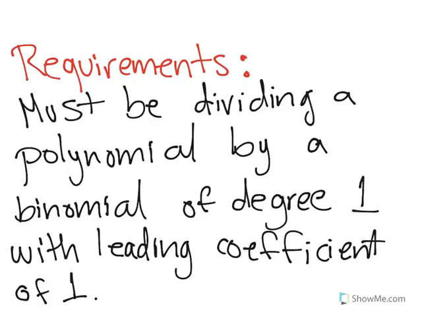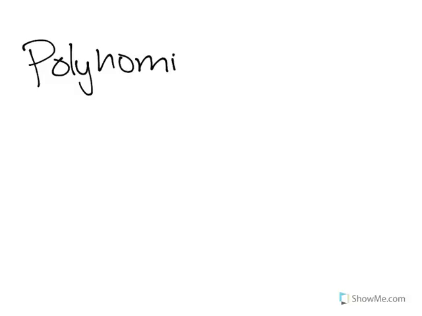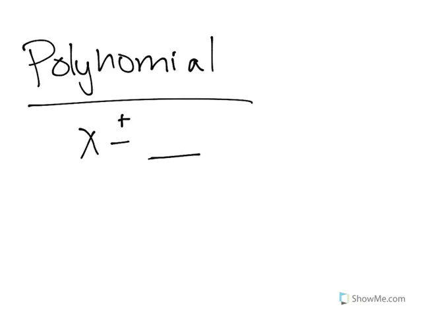So here are the requirements. You must be dividing a polynomial by a binomial of degree 1 with leading coefficient of 1. So what does this mean? That if you are dividing a polynomial, the denominator, or whatever you are dividing it by, must be x plus or minus something.